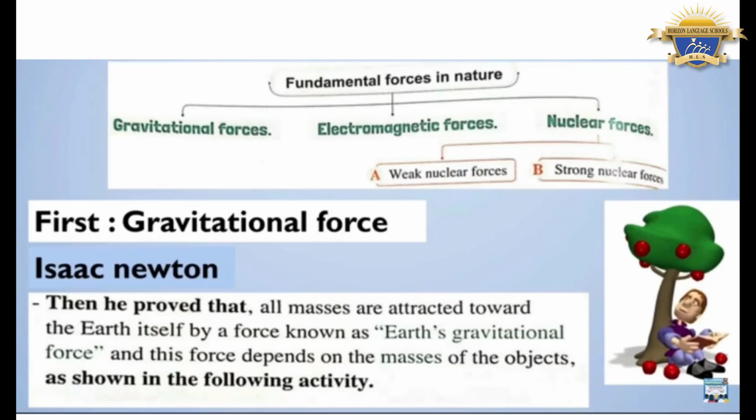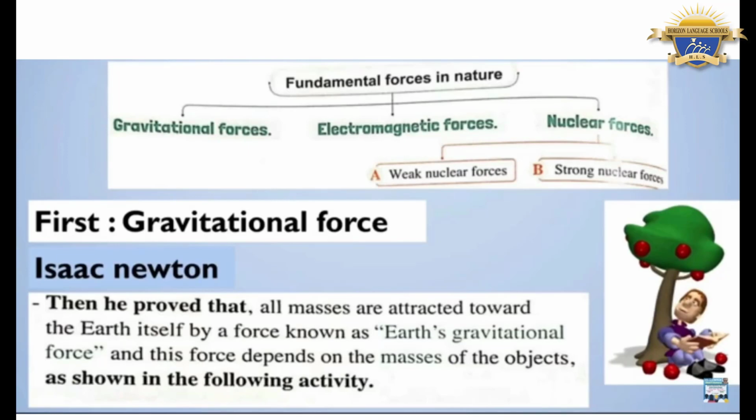Who is the scientist who discovered gravitational force? It is Isaac Newton. Once he was sitting under a tree, and an apple fell on his head. Instead of eating the apple, he kept thinking. Then he proved that all masses are attracted towards the Earth by a force known as Earth's gravitational force.